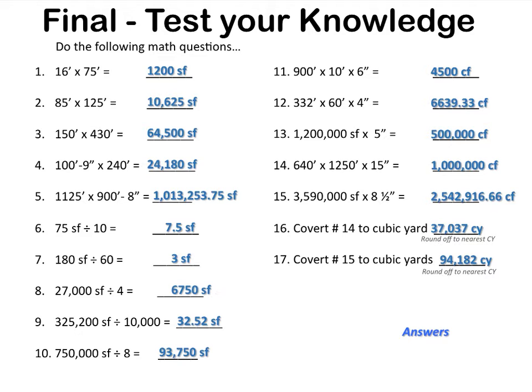6,750 square feet. Number 9, 32.52 square feet. Number 10, 93,750 square feet. Number 11, 4,500 cubic feet. Number 12, 6,639.33 cubic feet. Number 13, 500,000 cubic feet. Number 14, 1 million cubic feet.